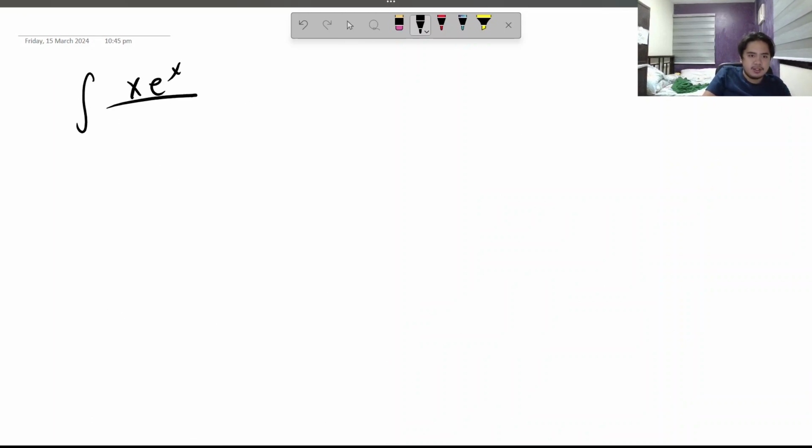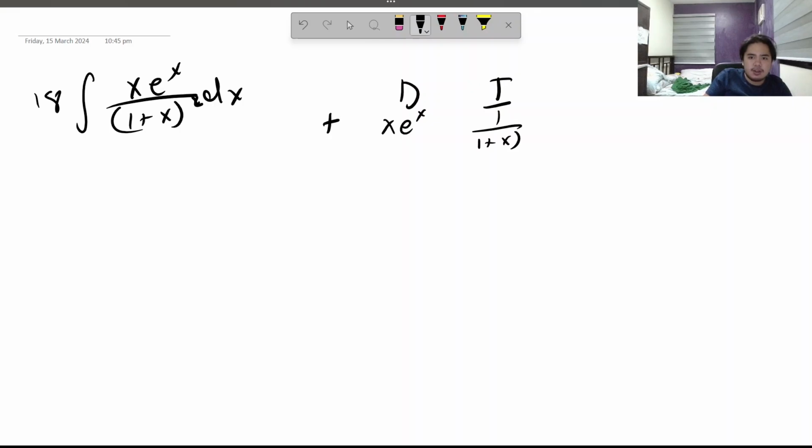x e to the x over 1 plus x quantity squared. This is question numero 18. The DI method. Is this applicable by DI method even? Let's try. Let's try experimenting. Let's try putting x e to the x here and then 1 over 1 plus x quantity squared in there.